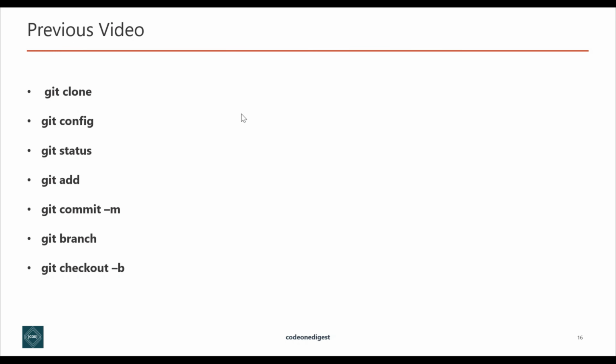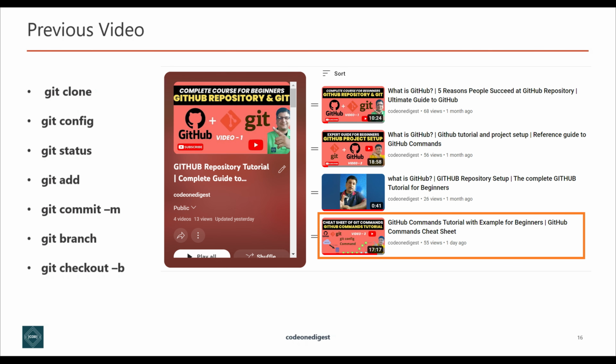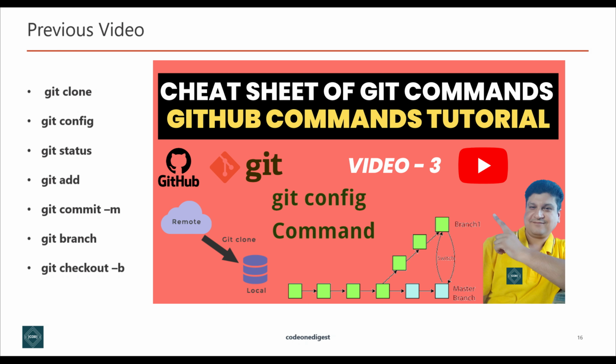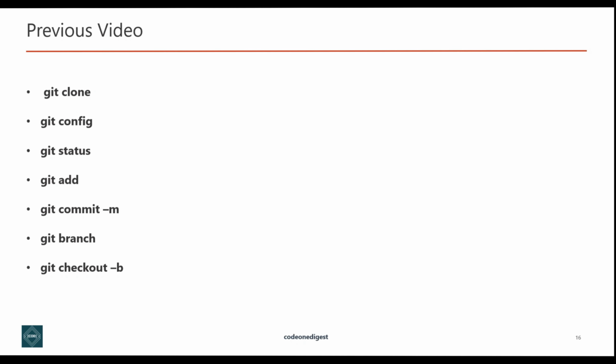Friends, in the previous video we have seen the git clone command, git config command, git status command, git add command, git commit command, git branch, and git checkout command. If you have not seen that video, please go and watch it. It is a very important video where we have covered all these basic commands and how to work with them. These are very important commands you should not miss. The link of that video is given on your screen and also in the description section of this video.